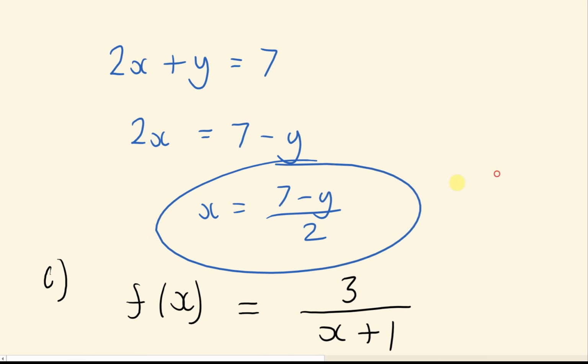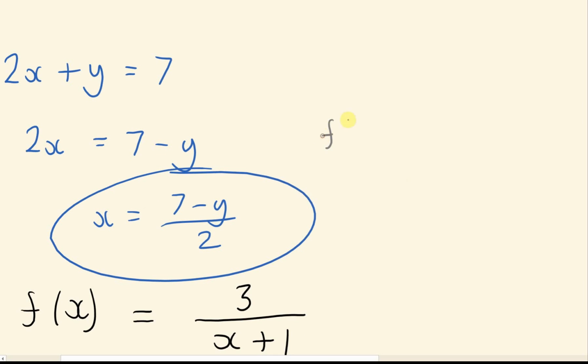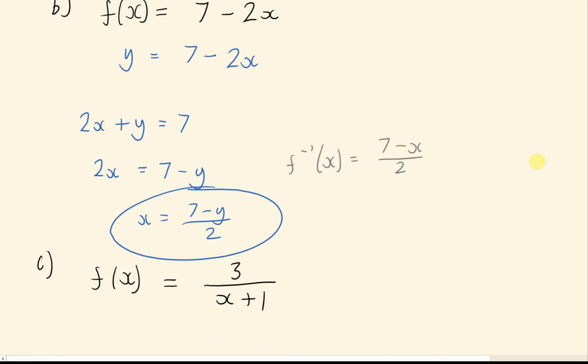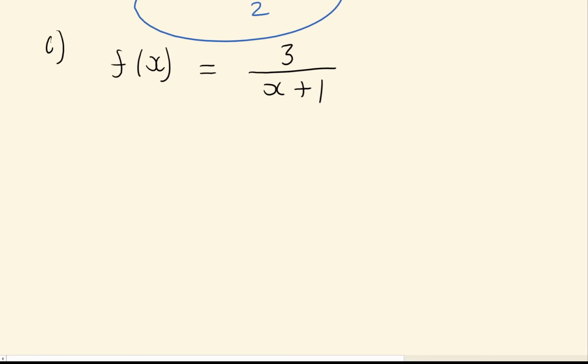So now this is my inverse function. And again, we have to write it in terms of x. So rather than writing 7 minus y, we are going to write 7 minus x. Okay, I'll just do 2 more hard examples.